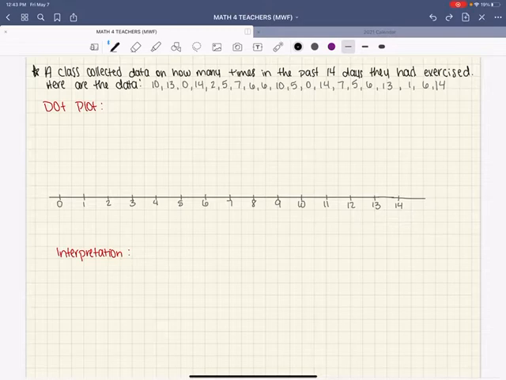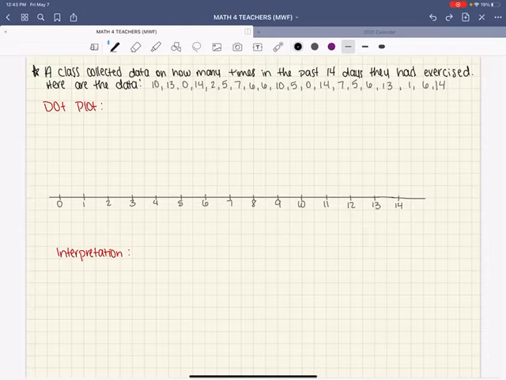Hi guys, so I did the additional graphing problem number 2. A class collected data on how many times in the past 14 days they had exercised. Here are the data. So first we're going to create a dot plot by reading the data and counting how many multiples there are of each number. Each multiple will be represented by a purple dot.